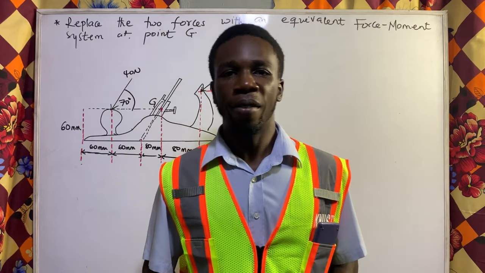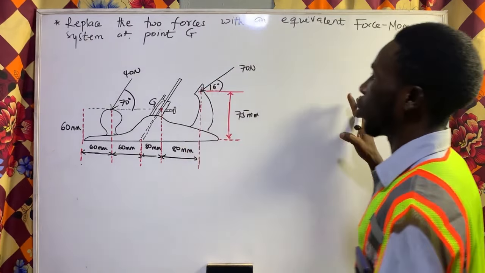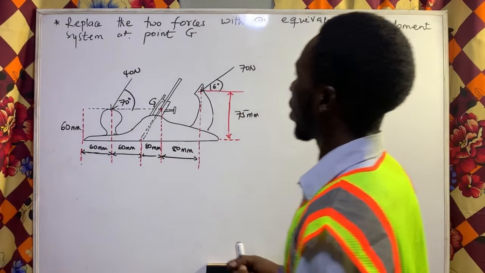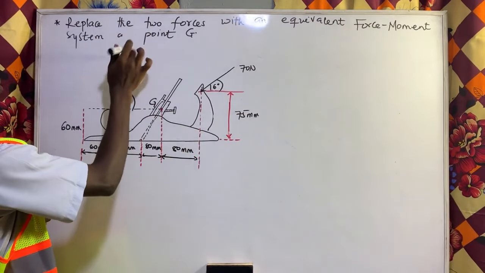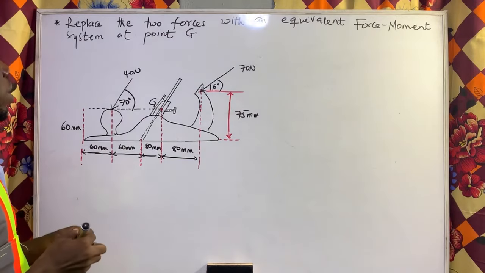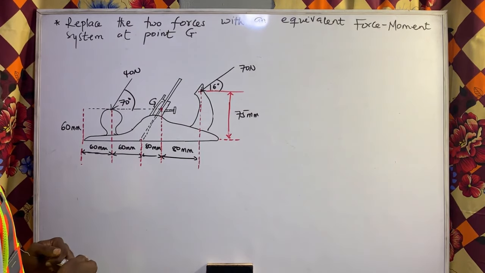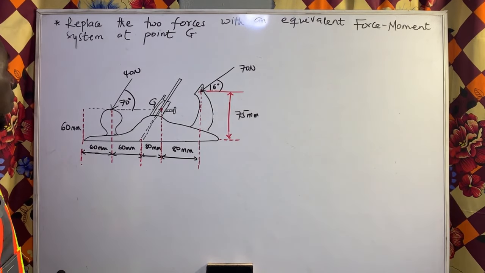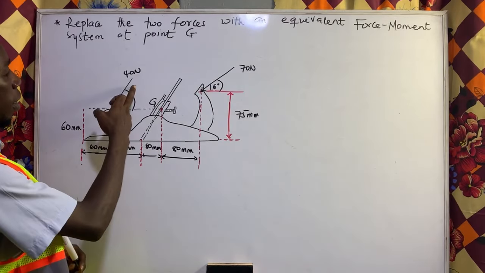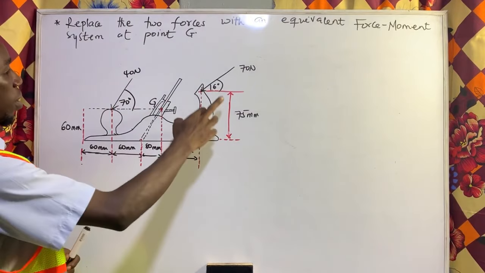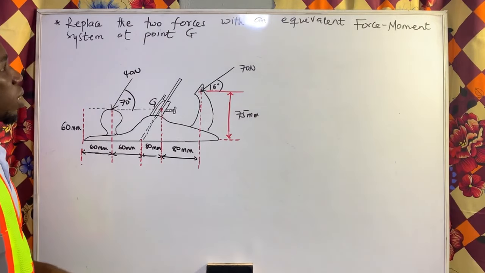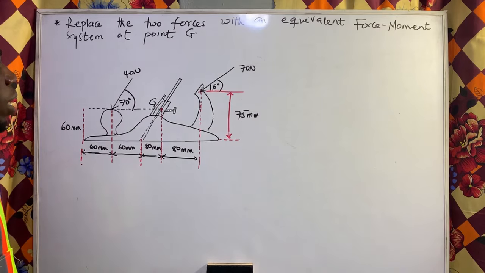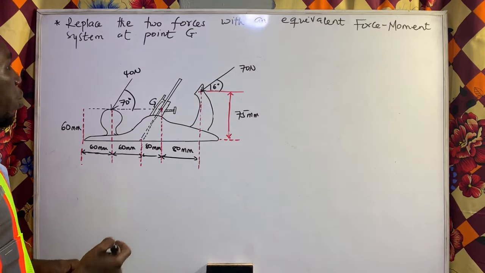In this video, I have this question on a board that you are going to solve. The question says, replace the two forces with an equivalent force moment system at point G. So we have the 40 newtons force here and the 70 newtons force here. We are to replace these two forces with an equivalent force moment system at point G.